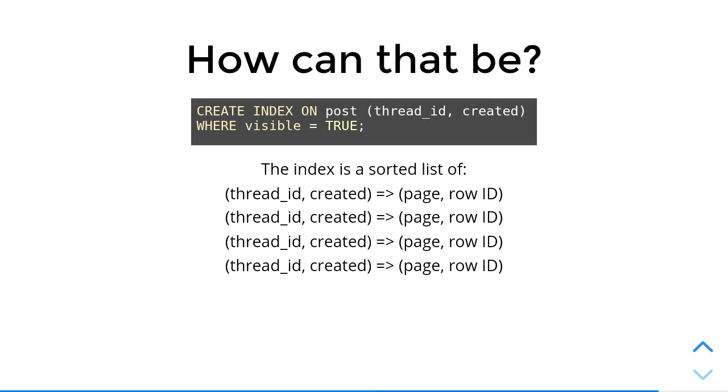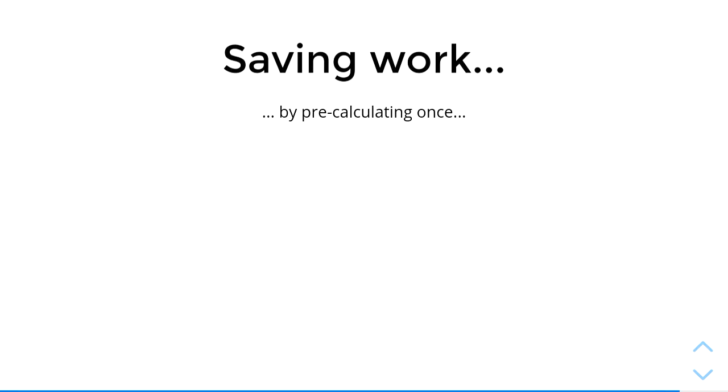Because, as you remember, the index is a sorted list of values. So it's already done the work of sorting the created values, grouped by the thread ID. Save work by doing it once. When you insert the record, figure out what order it would be, save that in the index. The index does this for us. Saving work by pre-calculating our data, we can do in other ways.